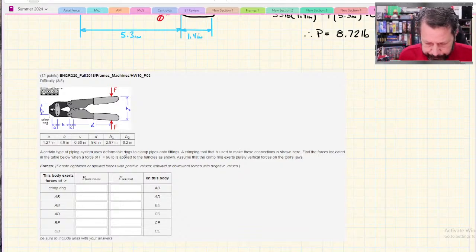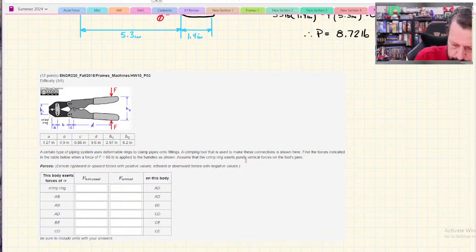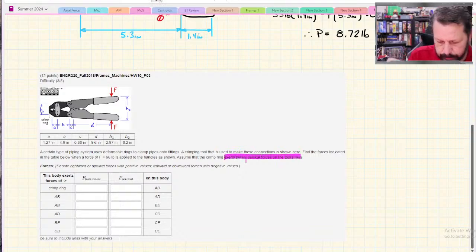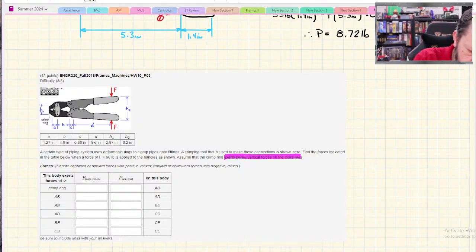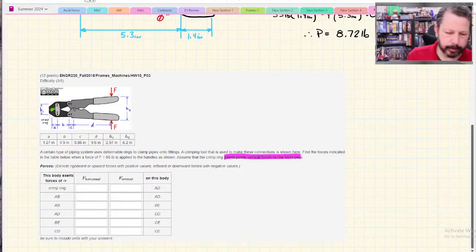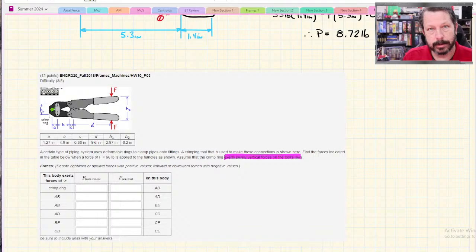All right. We are given the assumption here that the crimping part, the center right over here, the forces are completely vertical. They're not coming at any kind of weird angles, or we don't have to do any projected area type of thing. It's just straight down force on it. That's probably not quite true, but that's what we are told to assume.